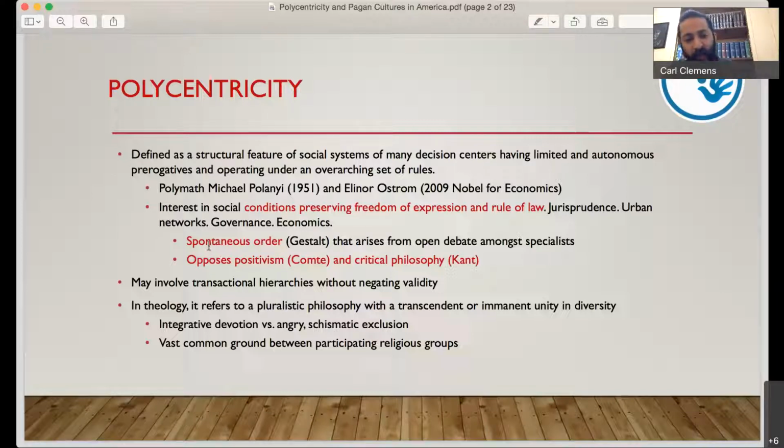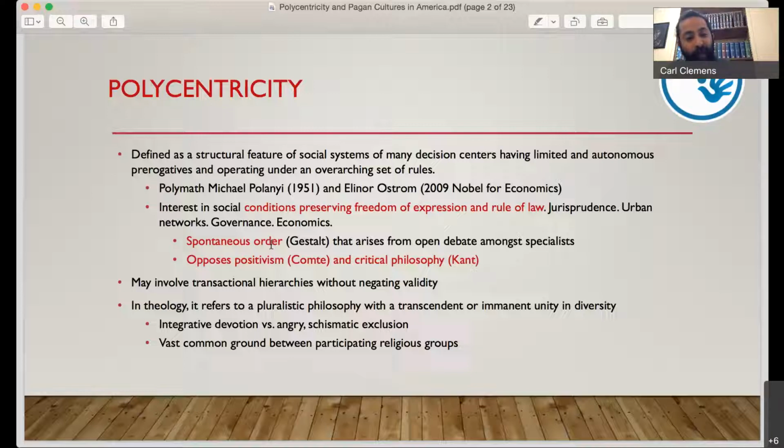So spontaneous order basically means that it arises in a non-linear fashion. It's something that is part intuitive. It's not just a linear process or a rigorous process that's followed, but rather it's often non-linear. It comes from the depths of one's subconscious at times. Things bubble up, ideas bubble up, solutions bubble up, even framing new problems bubble up. And Gestalt means basically the whole is more than just the sum of its parts. There's something more to it.